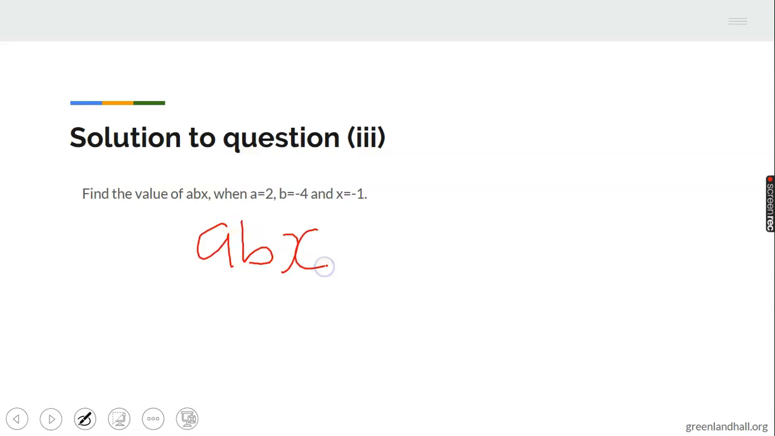Now, we want to solve for ABX. Someone will say this one is complicated. Just take your pen, your paper, insert the value of A, which is 2, the value of B, which is minus 4, and the value of X, which is minus 1. Do that in less than 10 seconds. Okay?